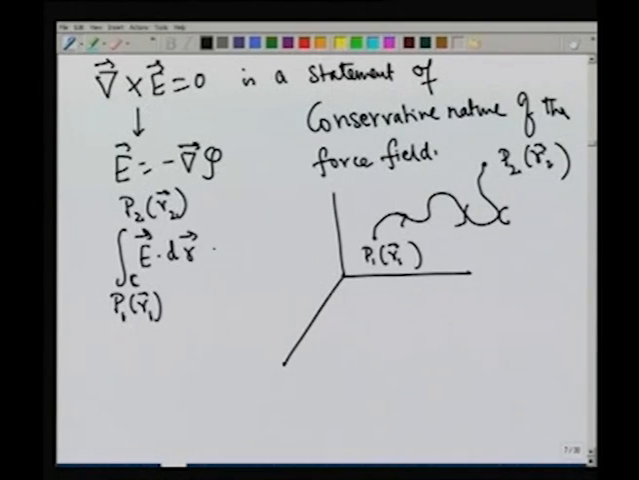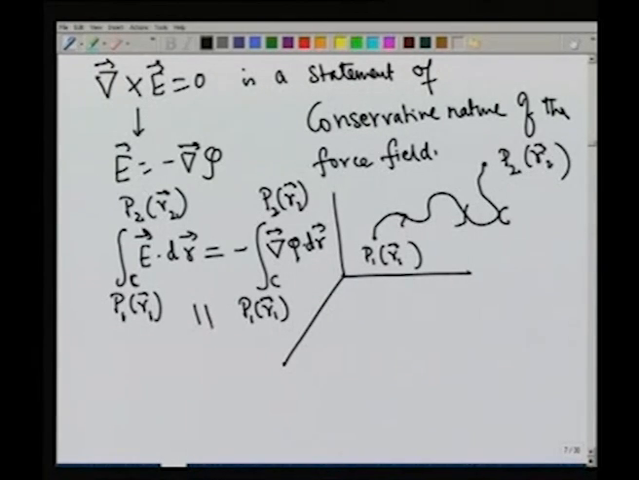But because E equal to minus grad phi, this can be simply written as minus the integral along whatever that curve is, from P1 of r1 to P2 of r2, of gradient phi dot dr. And as you are all familiar with the properties of the line integral of the gradient function, remember there is a minus sign here, this is nothing but phi of r1 minus phi of r2. What am I trying to tell you? Both these integrals are evaluated along a particular curve. This is one particular curve.